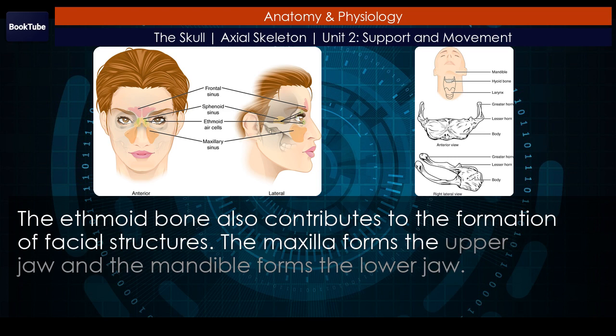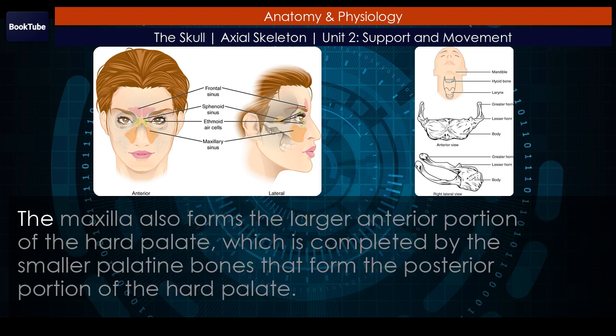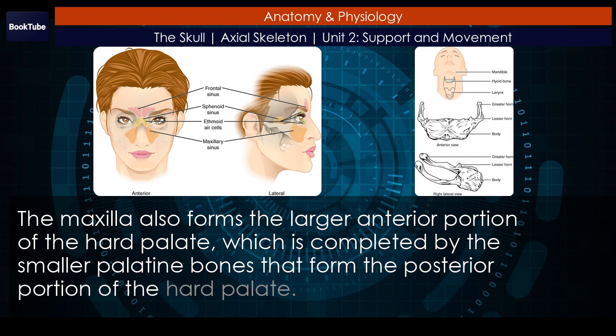The maxilla forms the upper jaw and the mandible forms the lower jaw. The maxilla also forms the larger anterior portion of the hard palate, which is completed by the smaller palatine bones that form the posterior portion of the hard palate.